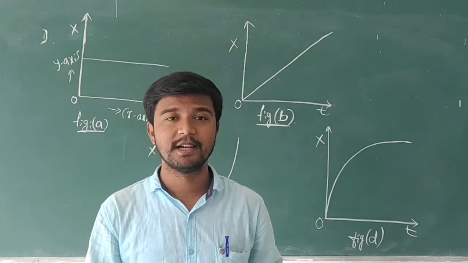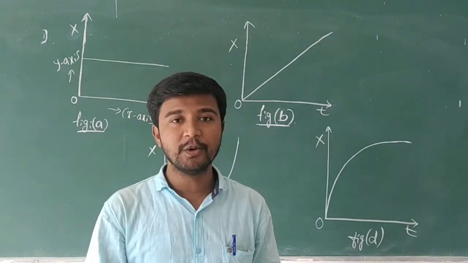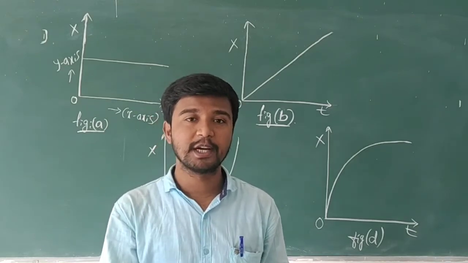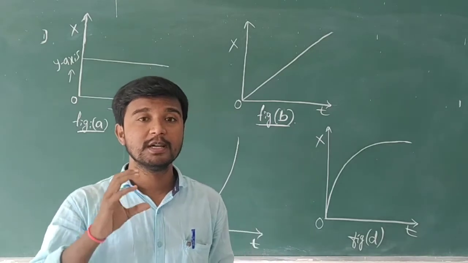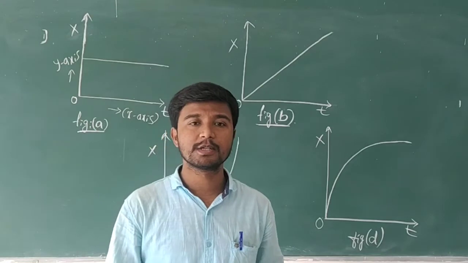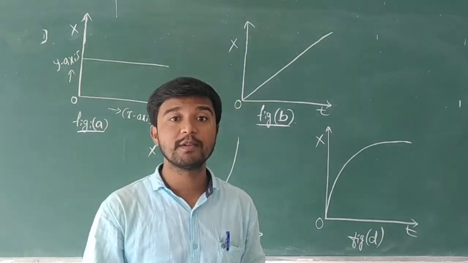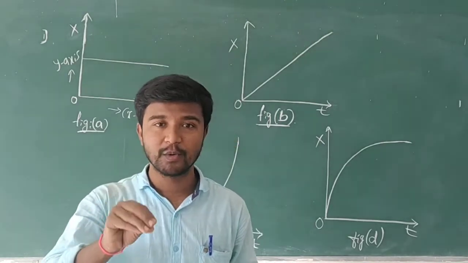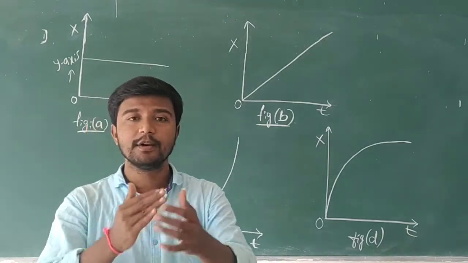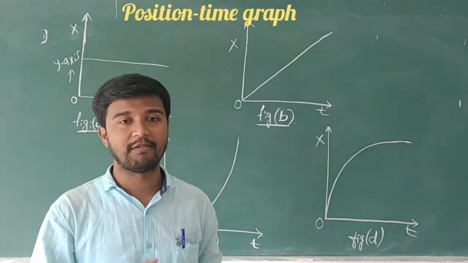What is it? It is the graphical representation of motion. In the previous standards, you drew some motions by graphical representation: the position versus time graph and the velocity versus time graph, and you also derived some equations of motion. Those equations of motion we'll discuss in the next class. First, in this class, we discuss the position versus time graph.